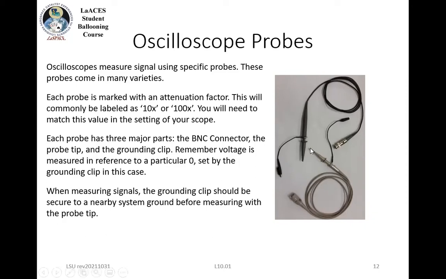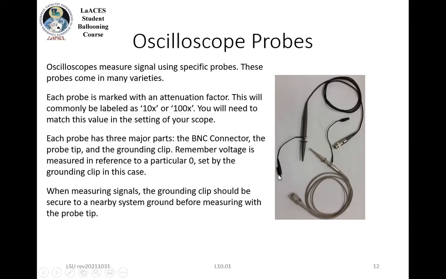So you have basically 3 parts. You have the connector here that connects it to the scope. That's called a BNC. That's just what that type of connector is called. You've got the actual probe right here. And then you've got this little grounding clip right here. So this is going to be what gives you your 0, right?